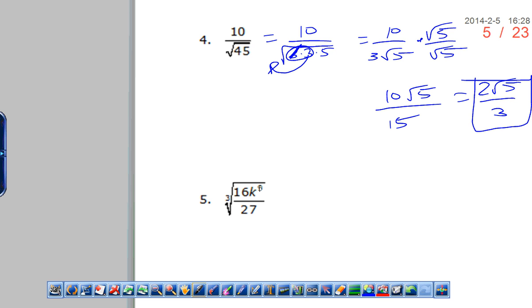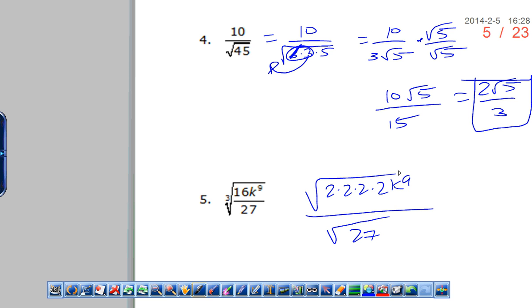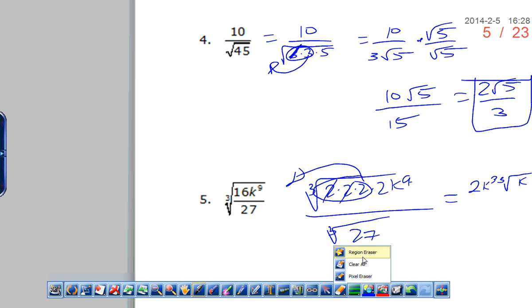And then last one, number 5. You got 4 2's. You got 9 k's, which I don't really want to write out. And then you got cube root of 27. Remember, cube root, so need 3. 2 go away, 1 goes on the outside. Divide 9 by 3, you get 3. So my answer is going to be 2 k to the third with the cube root of 2 left over, not k. We got rid of all our k's. And then over 3. Okay?